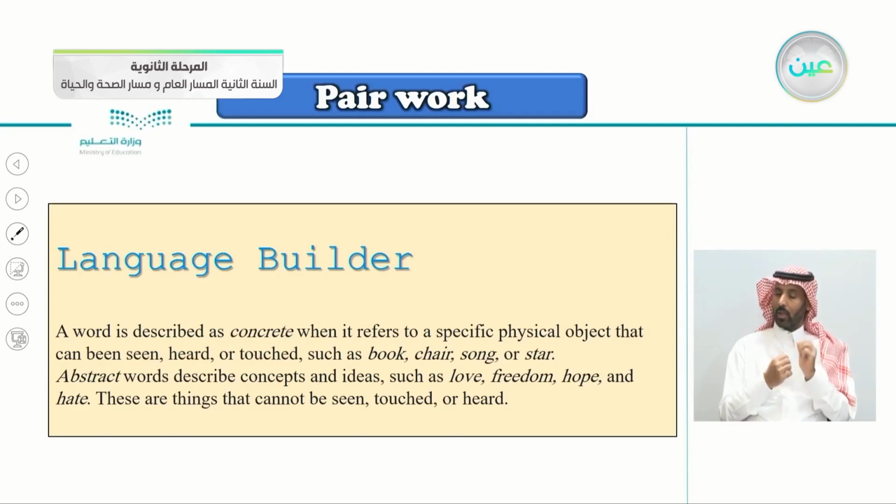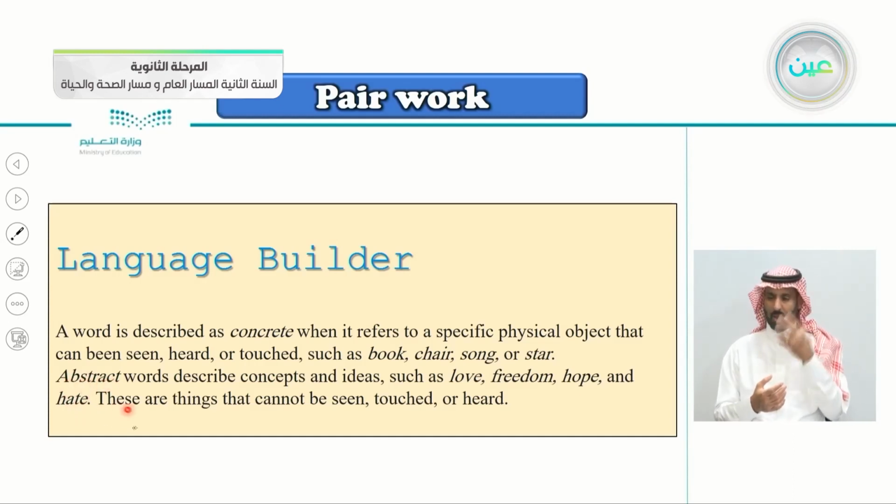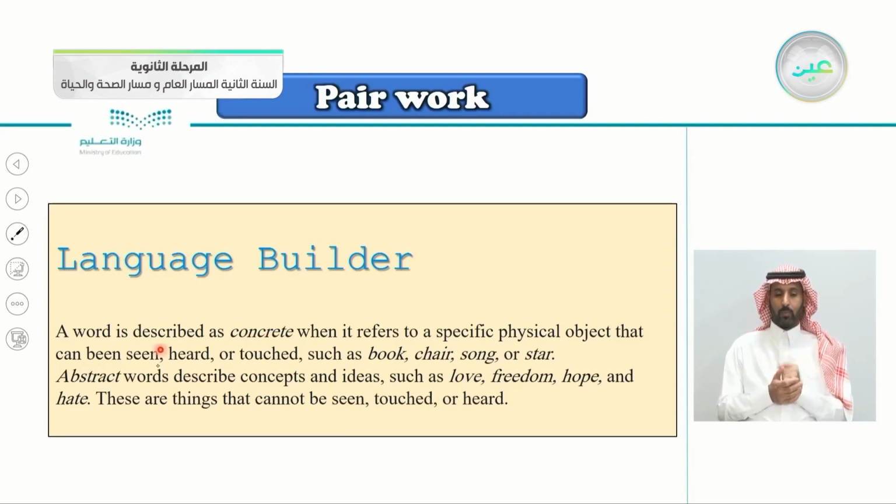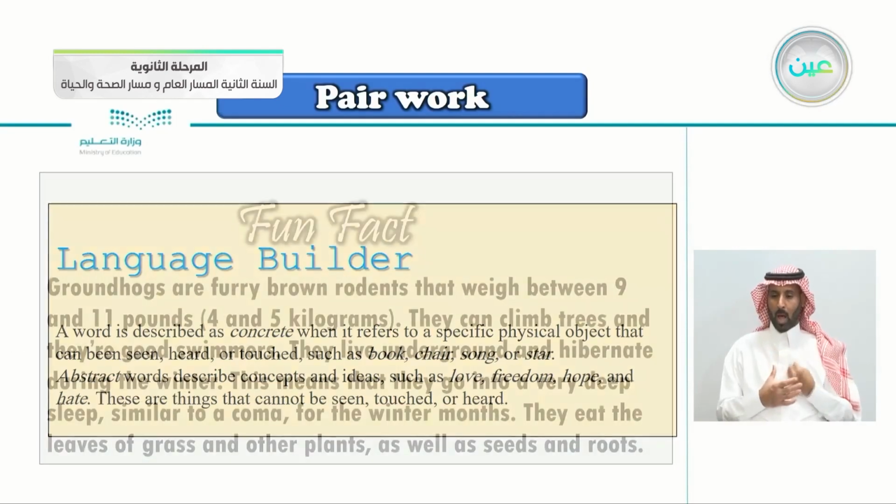Abstract words describe concepts and ideas, something you can't hear or touch, such as love. You can't see love, you can't hear love. Freedom, hope, and hate. So these words are called abstract words. These are things that cannot be seen, touched, or heard. So concrete words are words that you can see, hear, or touch, like a book. Abstract words are words that you cannot see, touch, or hear, like love or freedom.